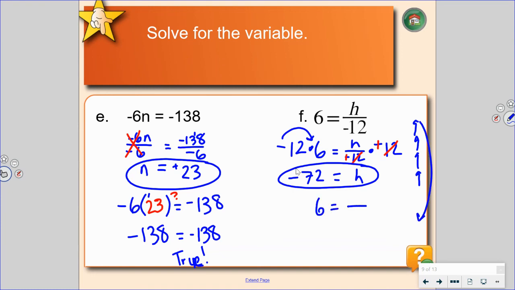Let's check it. Substituting in what we know. -72 split up into 12 parts would be -6, but the opposite of that negative is a positive. Is 6 the same as +6? You bet. That is a true statement.